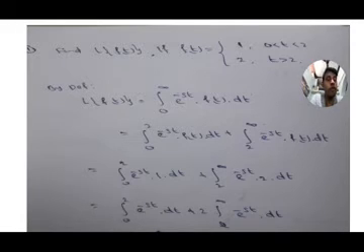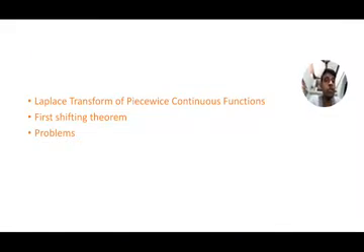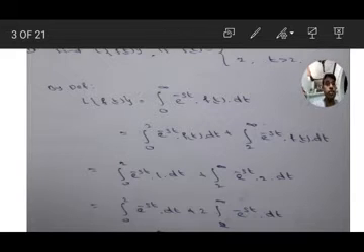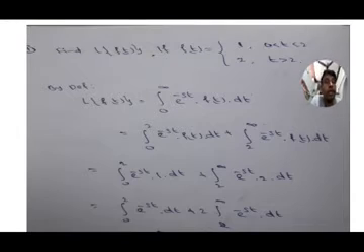Okay, we don't have the direct formula, so we are calculating by using the basic definition, 0 to infinity e to the power of minus s into t f of t dt. From integration, we are calculating the Laplace transform of the function.